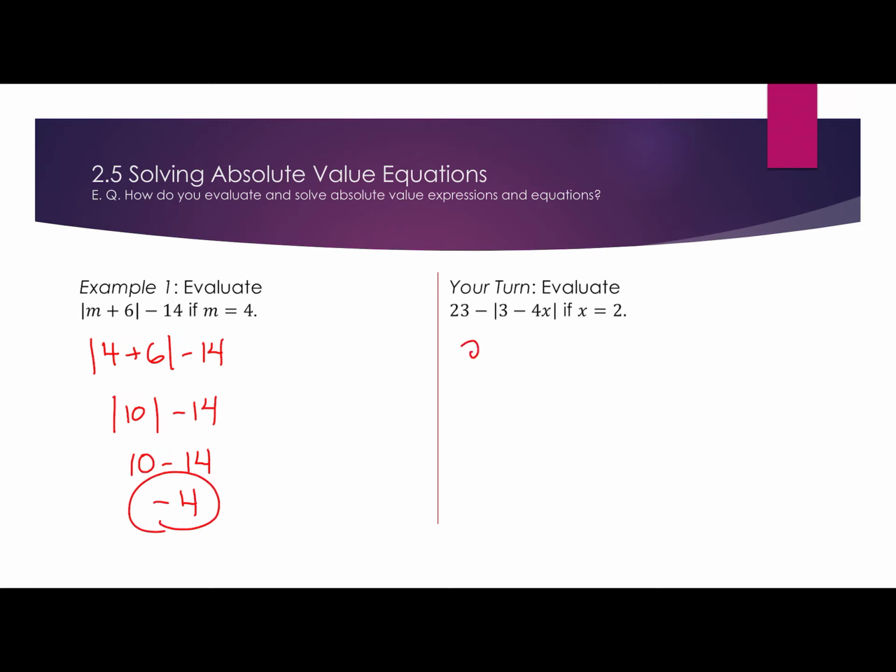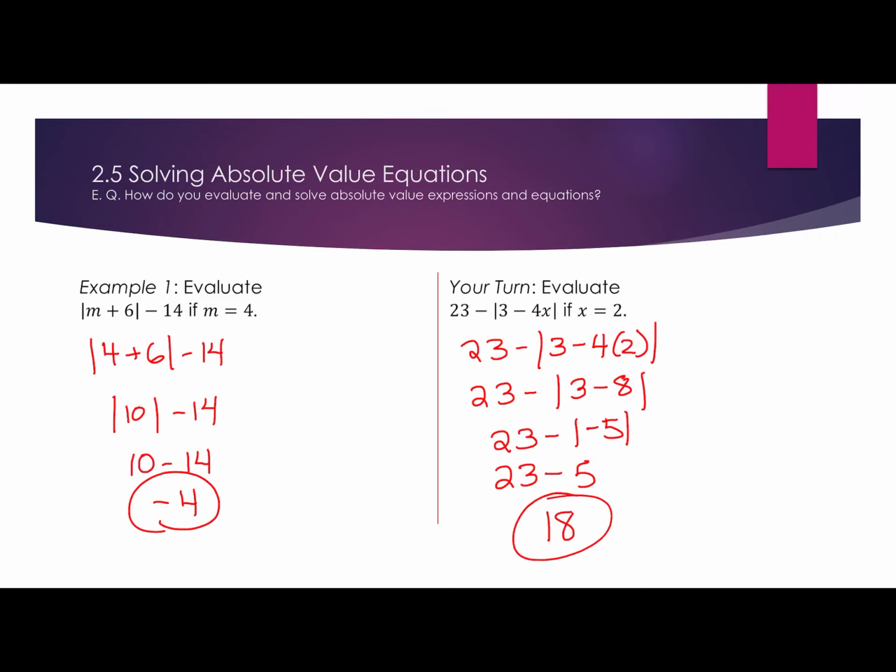All right, for this one, we need to do 23 minus the absolute value of 3 minus 4 times 2, because x is equal to 2. And then we have 23 minus the absolute value of 3 minus 8. The absolute value of 3 minus 8 is negative 5. So here a lot of students see those two negatives side by side and they automatically want to change it to a positive, but really we have to do the absolute value first. So the absolute value of negative 5 is positive 5, and then finally we have 23 minus 5, which is 18. So you should have gotten 18 for that first your turn.